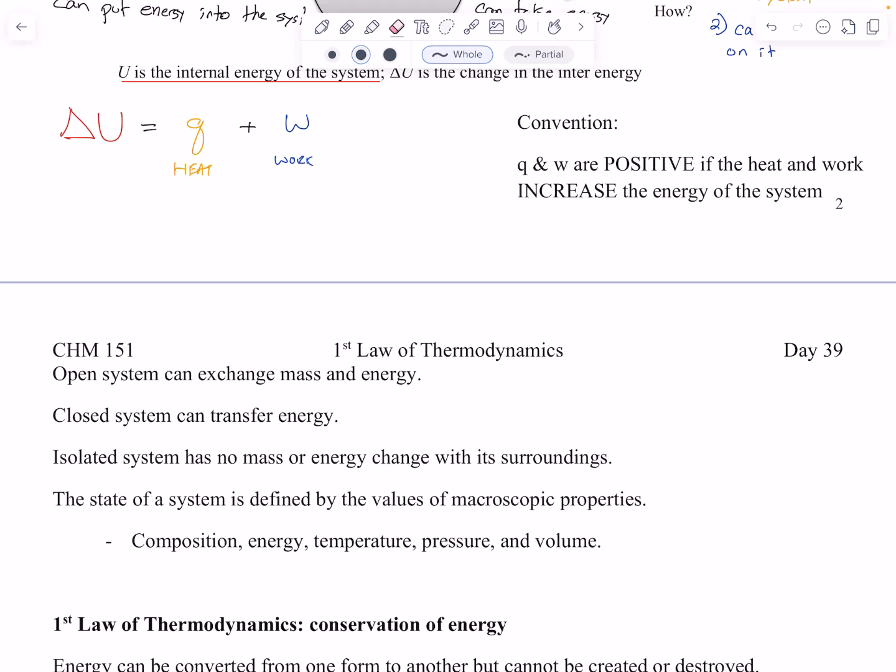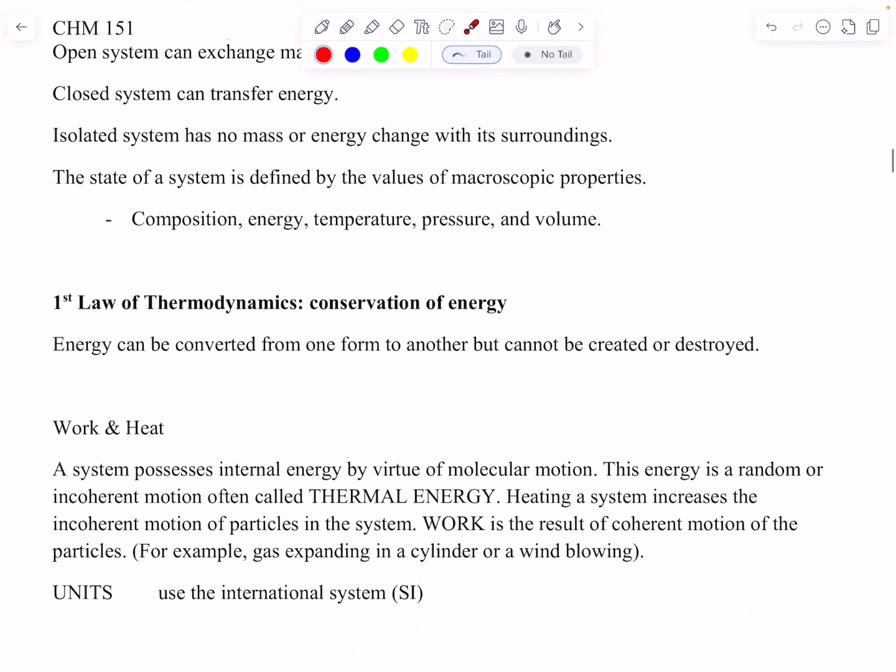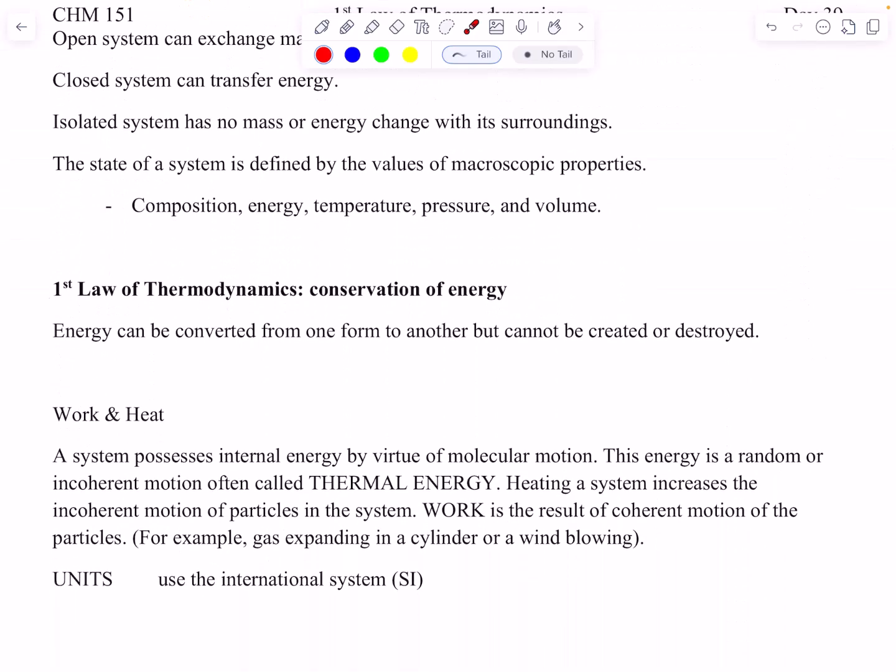All right. What I really want you to know is that the change in internal energy right here is equal to the heat and the work. And we're going to focus on the heat most. All right. First law of thermodynamics. Energy can be converted from one form to another, but cannot be created nor destroyed.